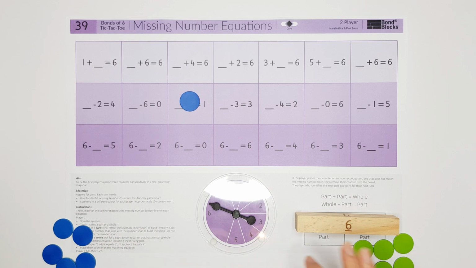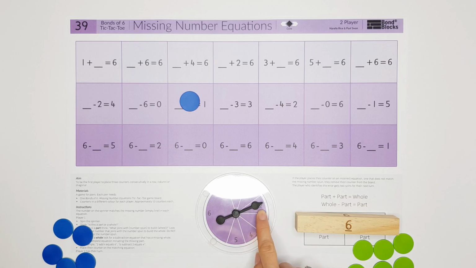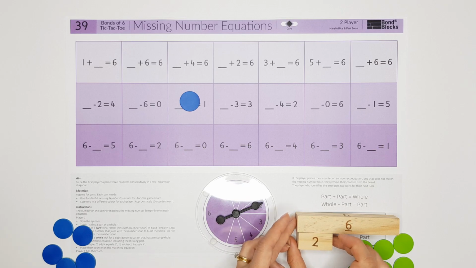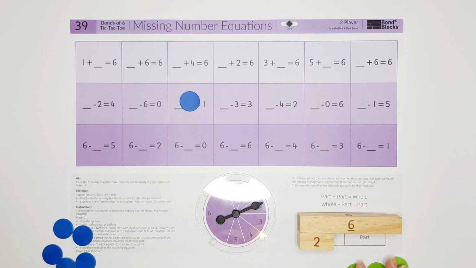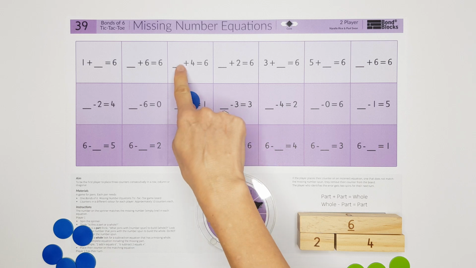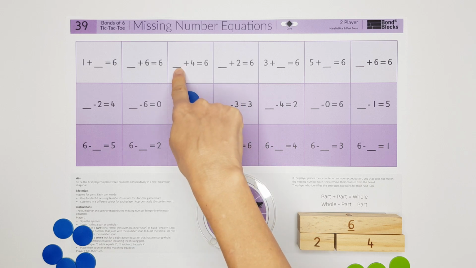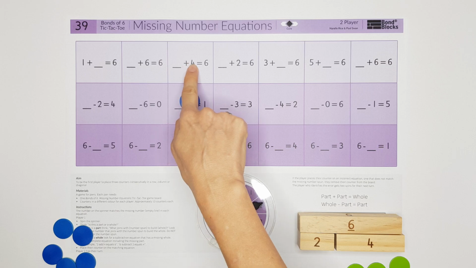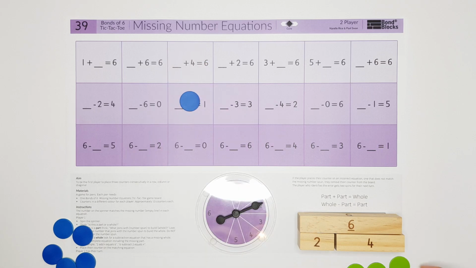Player 2 on this side has their turn, and they spin a 2. Now this is definitely a part. So they have spun the part of 2, and they need to stop and think, what joins with 2 to build 6? And the answer is 4. So they've spun a 2. So let's look for a 4 on the game board to join with it. I could place my 2 here. I could say 2 add 4 equals 6, and I'm going to do that.